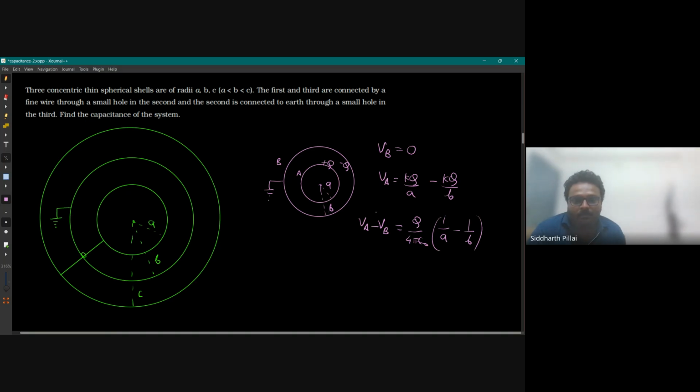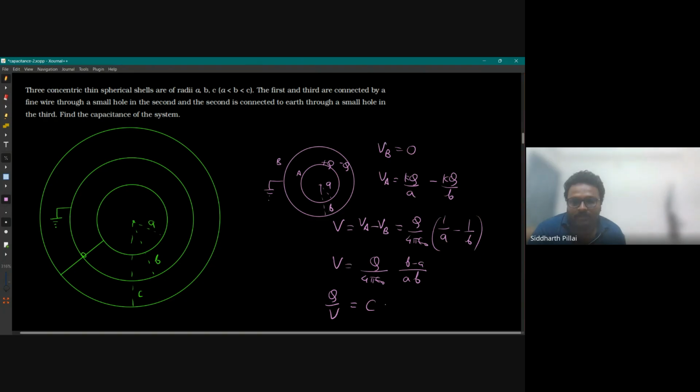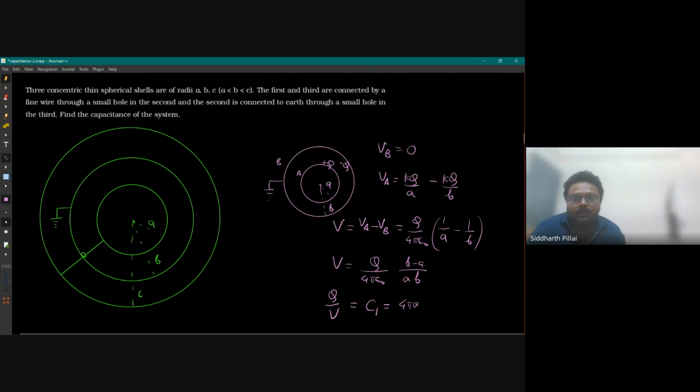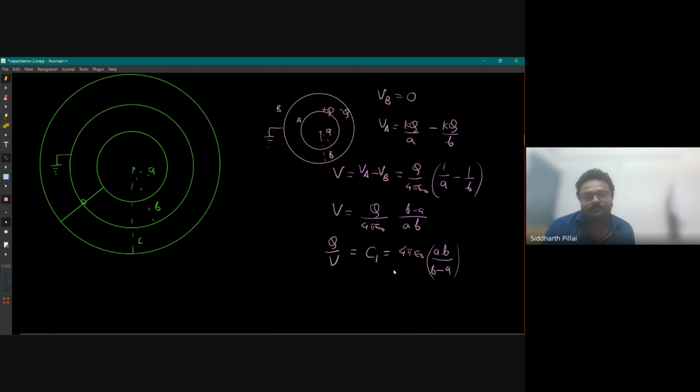So let the potential difference be V. So I'll get V is equal to Q by 4 pi epsilon naught, times B minus A over AB. Now, if I rearrange it, I can write Q by V, which is nothing but the equivalent capacitance, let's call it C1, is equal to 4 pi epsilon naught AB by B minus A. Correct? You would have done this in your class.